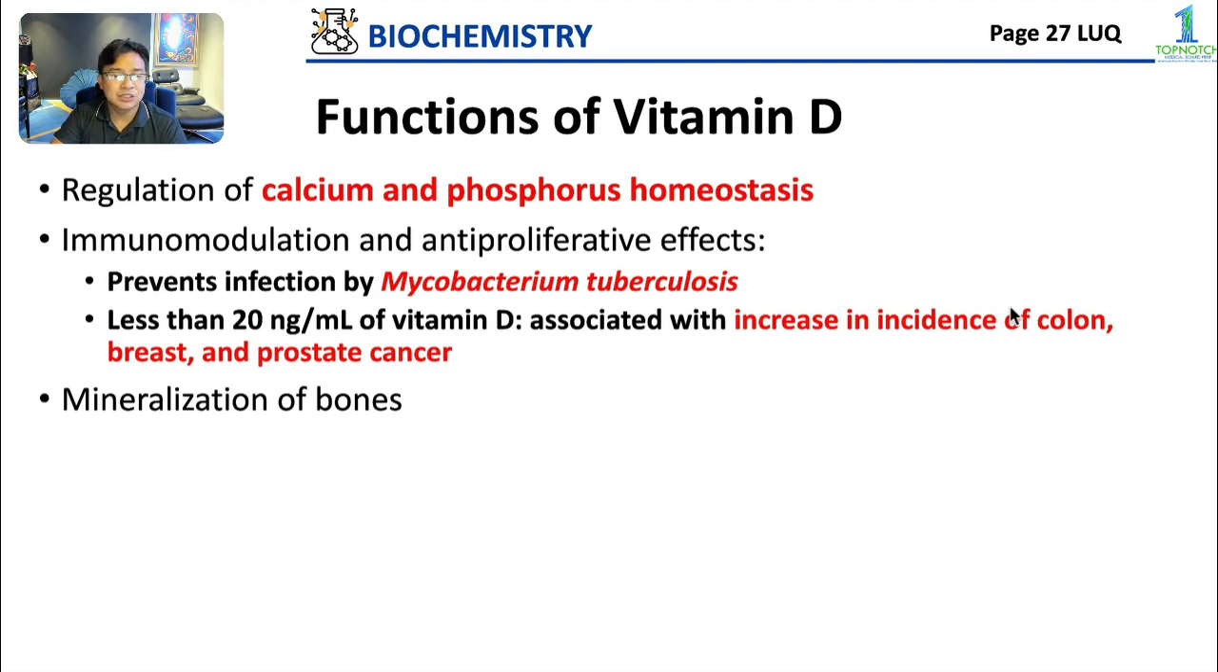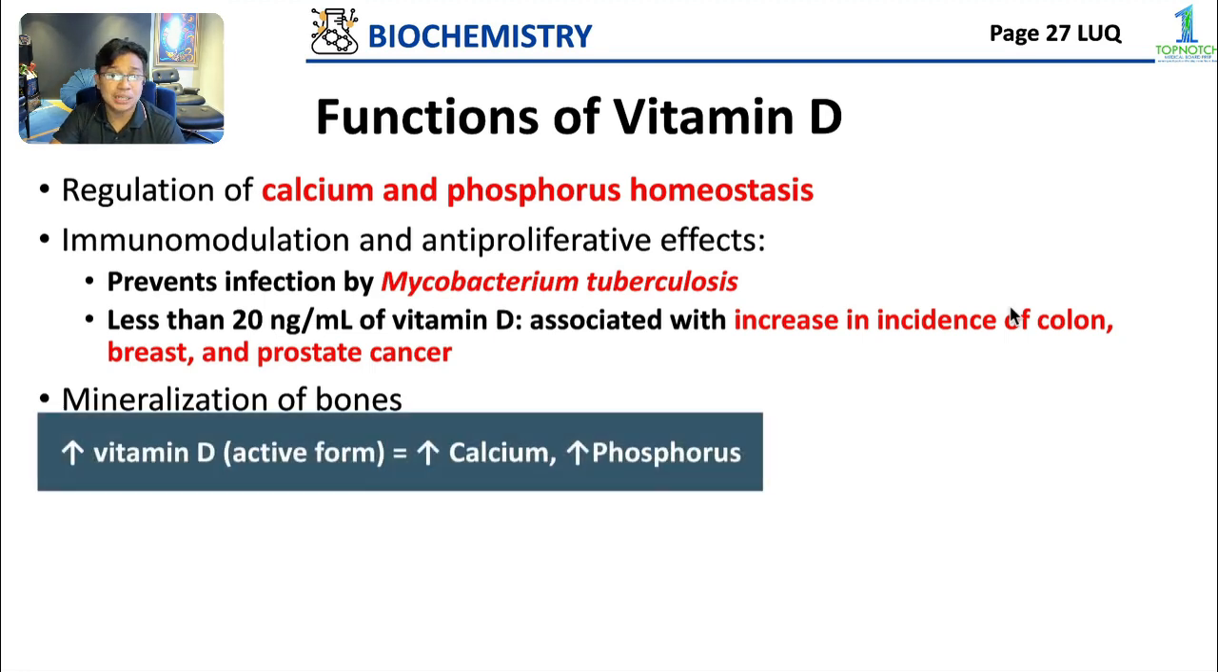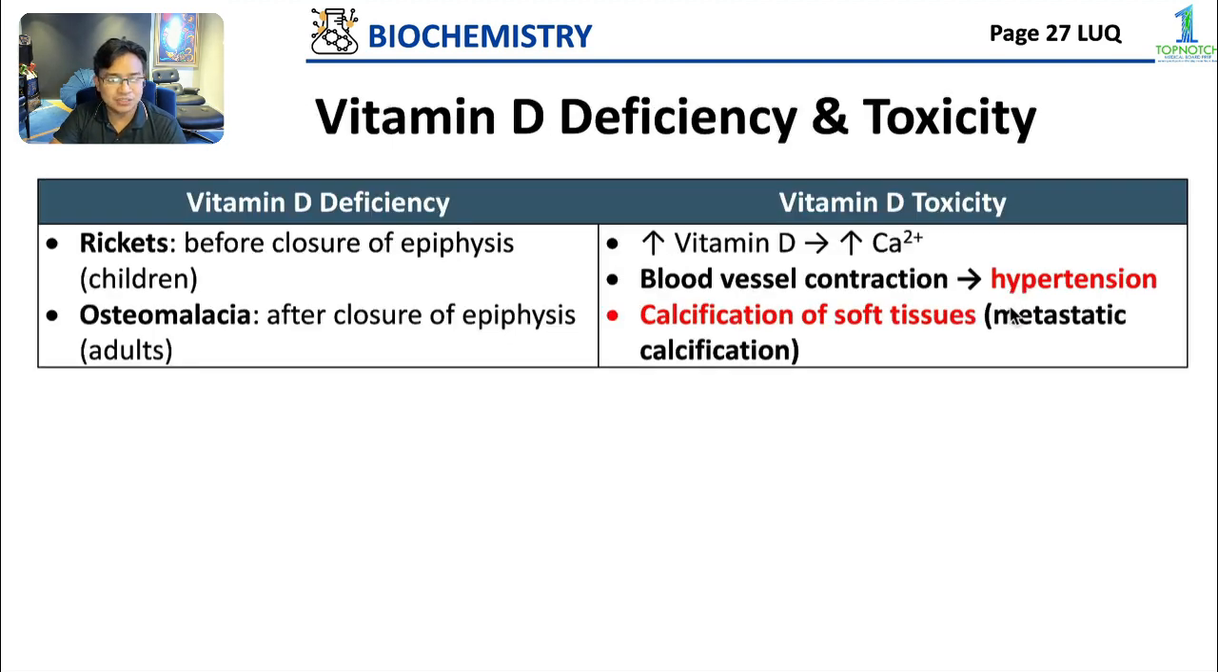Take note, high levels of active vitamin D can increase the calcium and phosphorus absorption in the GI tract. If you have vitamin D deficiency, can lead to rickets in children and osteomalacia in adults. But in large amounts, take note that it can cause hypercalcemia. In hypercalcemia, of course, calcium is an important molecule for contraction. It can constrict your vessels, leading to hypertension. And moreover, high levels of calcium can lead to deposition of calcium in soft tissues, known as metastatic calcification.